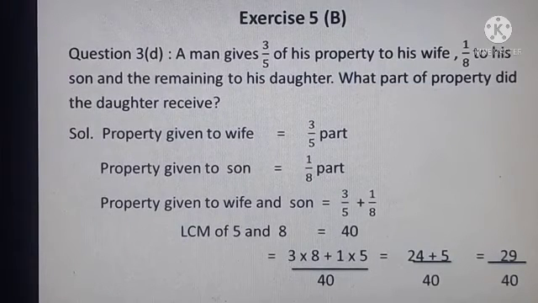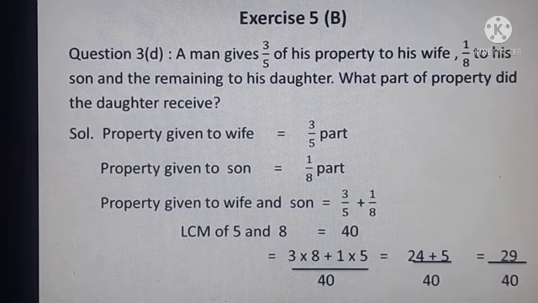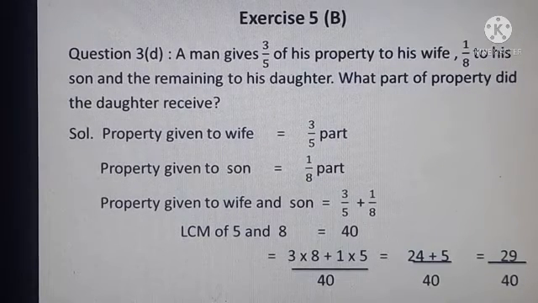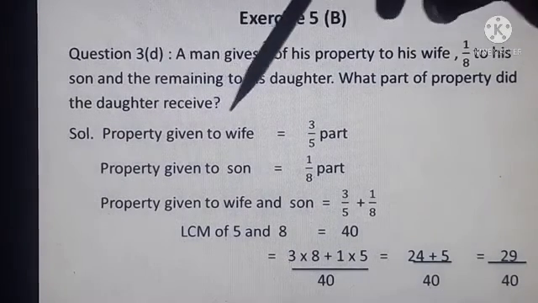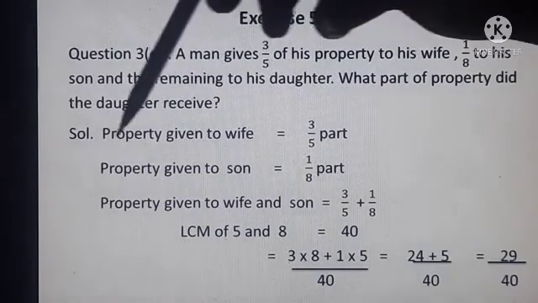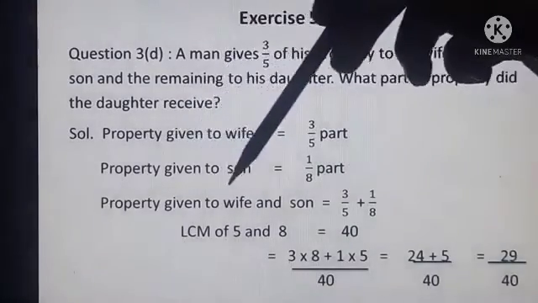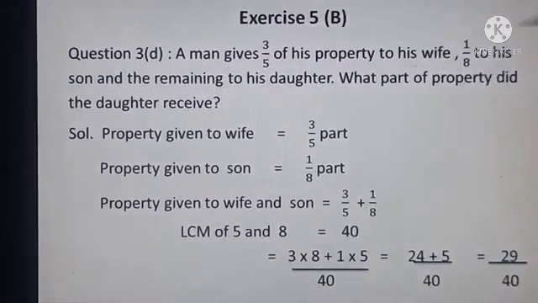सो फर्स्ट ऑफ ऑल तो हमें एज्यूम करना है कि मैन की प्रॉपर्टी है सपोज 1. ओके, देन अपनी प्रॉपर्टी का उसने कुछ पार्ट वाइफ को दिया, सन को दिया. तो जो हमने एज्यूम किया है दैट विल बी कंसीडर इन द second part of the solution. So first part of the solution will be there. We will do first addition of the property that is given to wife and son. Okay. So property given to wife 3/5 part and property given to son 1/8 part. Property given to wife and son 3/5 plus 1/8.